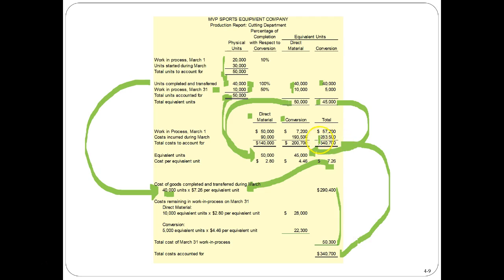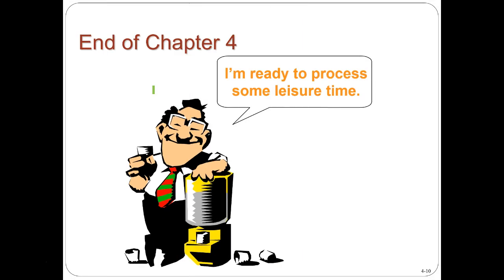So our goal ultimately has always been, we're trying to allocate this number in dollars out to the amount that's remaining in our department, the cutting department, versus the amount that went out to the stitching department. And that's it for this one.